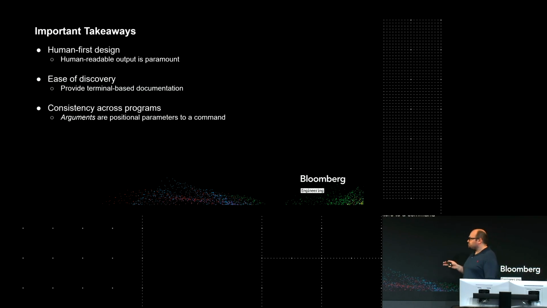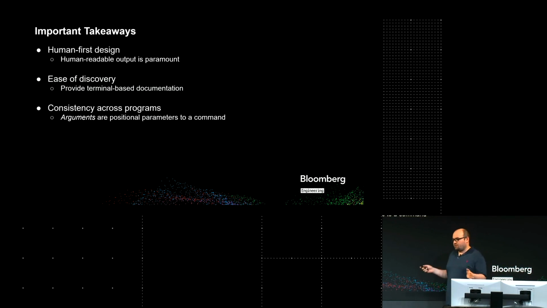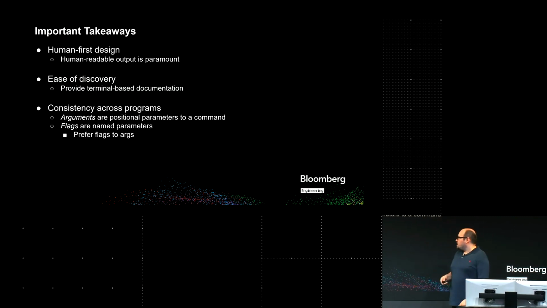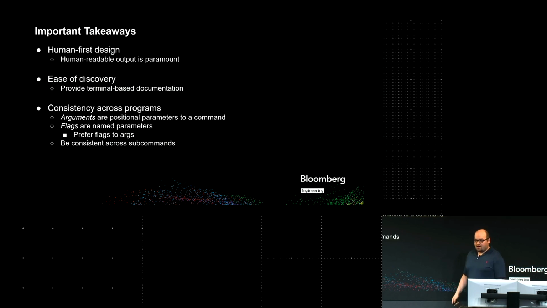So in this case, this is just more like terminology. We have arguments, and for this point, we're going to say arguments are the positional parameters to a command. And then separately, flags are the named parameters. In general, you should prefer flags to args because you can move them around, have them in different orders, and they're not so dependent on the order that you pass them in. But generally, you should be consistent across subcommands. So if you're using a flag in one, you should use a flag in another. If they should be the same flag, make sure they're called the same thing.